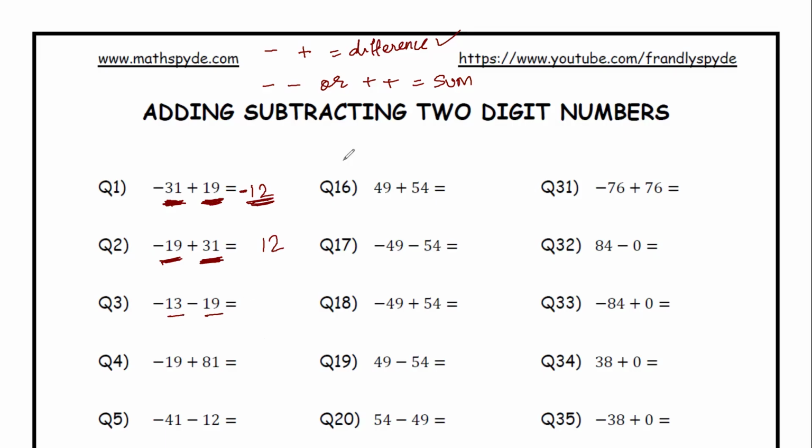Now both are negative. Therefore we'll take the sum, and the sum of 13 and 19 is how much? 32. Correct? And because both are negatives, the result will be negative 32.